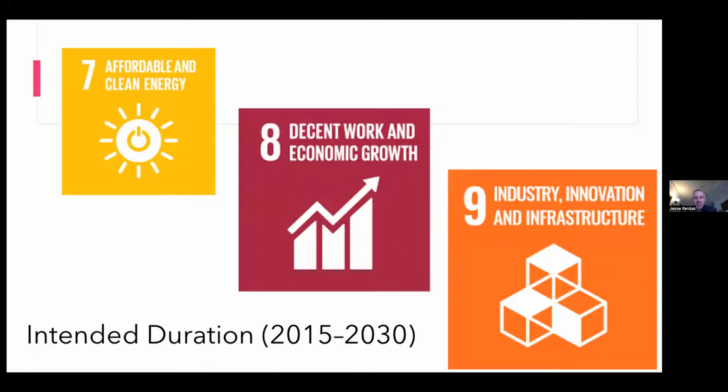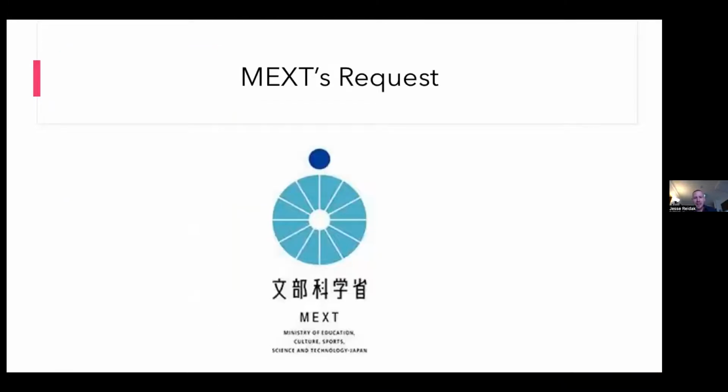So it's a little bit difficult for young learners to wrap their heads around these things. The intended endpoint, of course, is 2030, the UN has declared. And Japan's Ministry of Education has asked the homeroom teachers and English teachers too, to kind of as seamlessly as possible integrate all these SDGs into classes, which is a tall order.